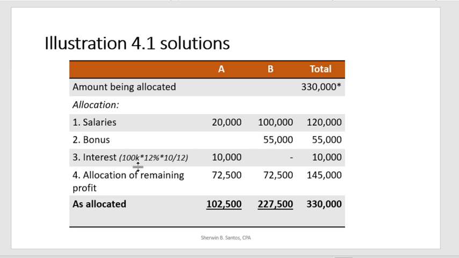Okay. So, 330 minus 120 minus 55 minus 10, magkano ang remaining profit? 145,000. Ang sabi, balance ay equal daw ang distribution. So, tig 72,500 sila. So, add mo lang po, 20 plus 10 plus 72.5 is 102,500 for A, 227,500 for B.